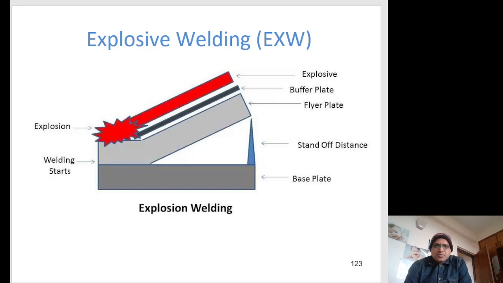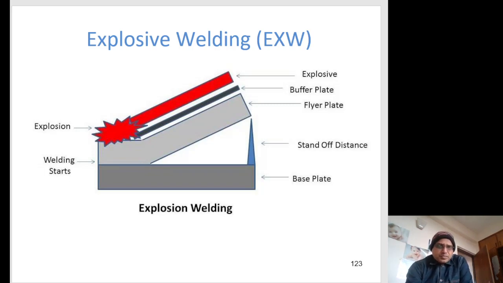Suppose you have to join two plates. Suppose this is plate A and this is plate B. Plate A is the base plate and the other plate is the flyer plate. We have to arrange the plates in such a manner that, as we can see here, this is the base plate. Over the base plate we put the flyer plate, and we have to maintain a gap between the base plate and the flyer plate. That gap is called the stand-up distance. The stand-up distance plays a very major role in the bonding between the plates.